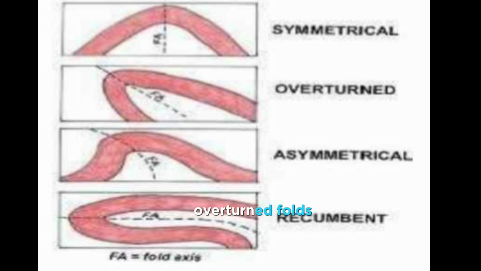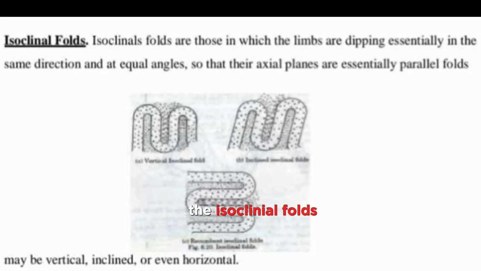Overturned folds. An overturned fold is a severely folded fold in which the axial plane gets so much inclined that the two limbs of the fold dip in the same general direction. The recumbent folds, these are extreme types of overturned folds, in which the axial plane acquires an almost horizontal position. The isoclinal folds.